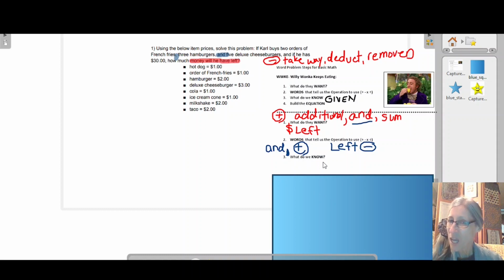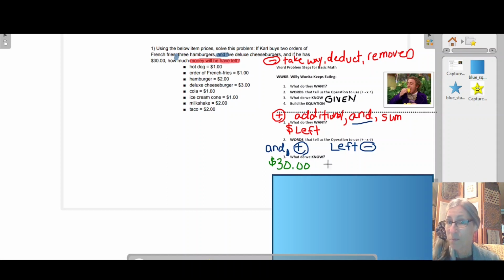What do we know? So that's the K part of Willy Wonka keeps eating. What do we know? So they gave us some information, and remember, they gave us extraneous information that we don't even have to bother writing down. But what do we know that's important for this problem? So, yes, what did he start with? Well, he started with $30. So we know he started with $30.